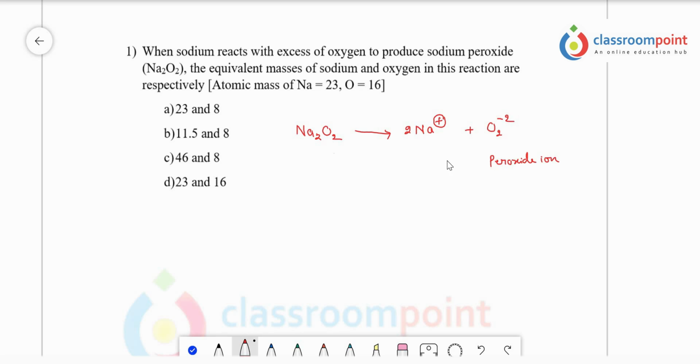We know how to calculate the equivalent mass of the ions. So equivalent mass of any ion is equal to ionic mass divided by charge carried by the ion. So here the ionic mass is of only 1 mole of ions. In such cases, charge is also carried by the single ion.